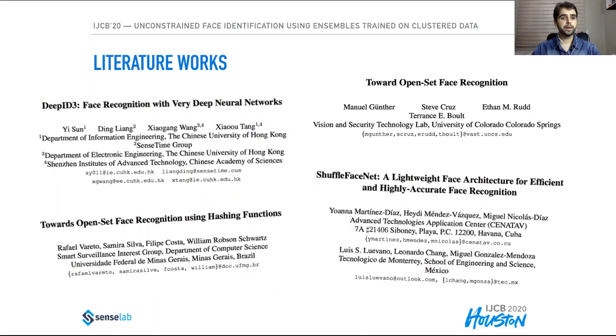The first, DeepID3, comprises a deep neural network that learns a rich pool of facial features. Gunther et al. evaluate 3 similarity assessing algorithms. Vareto et al. assume that vote list histograms behave differently for queries comprising enrolled subjects and unknown individuals. And lastly, ShuffleFaceNet is a lightweight architecture that uses no more than 4.5 million parameters.